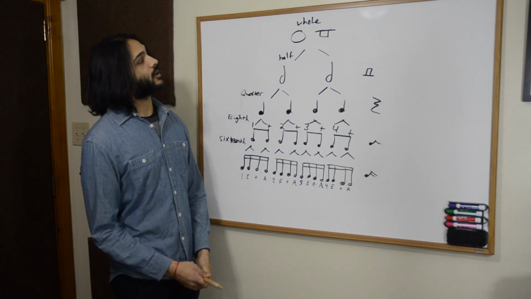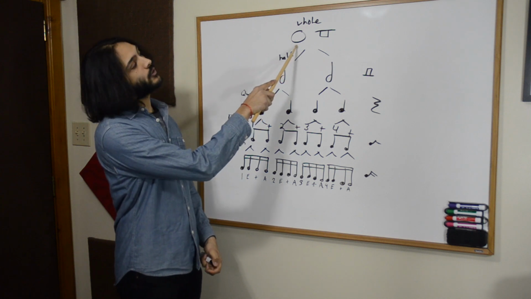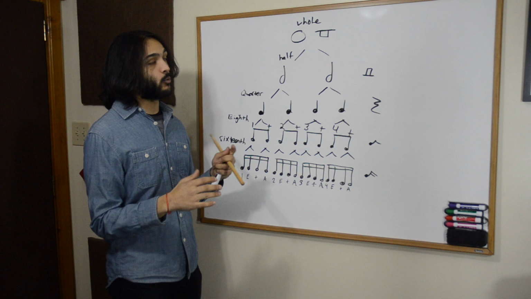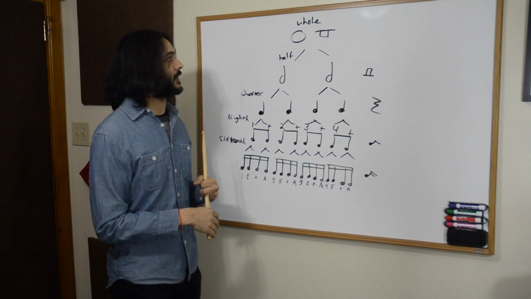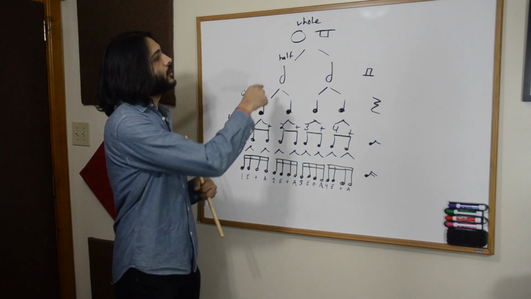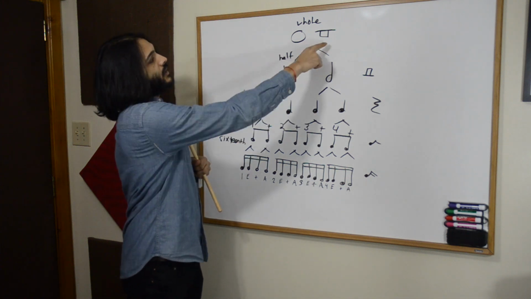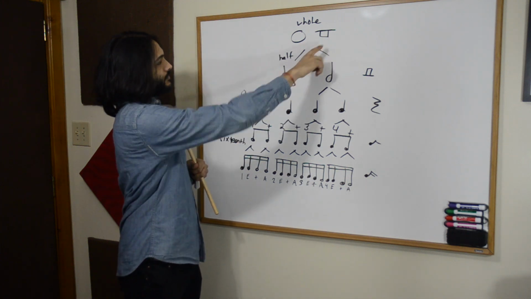So the first thing we're going to talk about is the whole note, which is called the whole note because it lasts a whole measure in what we call 4/4 time, which we'll talk about a little bit later, but it's basically worth 4 beats, right? So a whole note is worth the whole measure, which equals 4 beats. This is the equivalent rest over here.